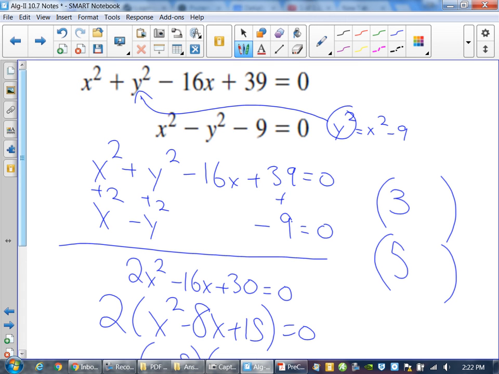What's 3 squared? 9. What's 9 minus 9? 0. What's the square root of 0? Okay. What's 5 squared? What's 25 minus 9? 16. What's the square root of 16?